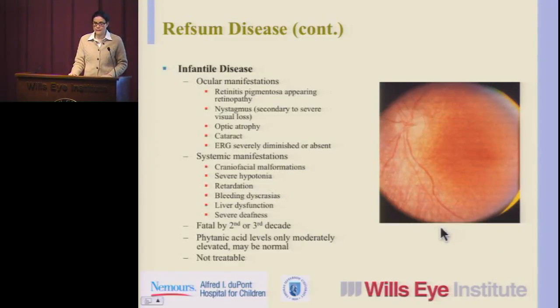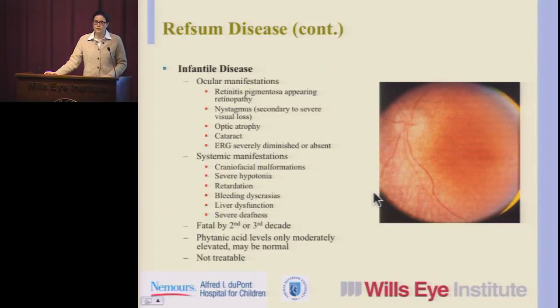And again, what do we see here on examination? This is one where we classically see RP-type fundus. You'll have some waxy pallor to the disc, skinny little vessels. And this fundus photo doesn't show it, but often you will have some bone spicules as well. These children tend to have nystagmus secondary to severe vision loss. They can develop cataract. And again, the ERG is severely diminished or absent.